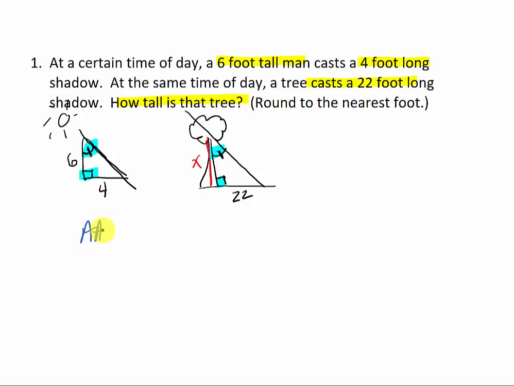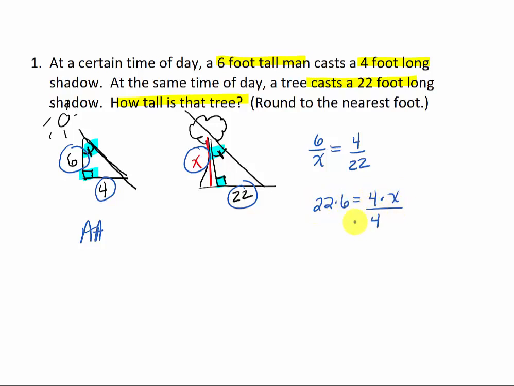The proportion that we're going to set up, and there are a lot of ways to do this, I'm going to say 6 is to x, so I'm comparing these vertical lengths, 6 is to x as 4 is to 22. And when I use cross products to solve that, I'm going to have 22 times 6 equals 4 times x. I'm going to divide both sides by 4. I'm just going to punch this in my calculator at the very end, and I'm going to get x, the height of the tree, is approximately 33 feet tall.